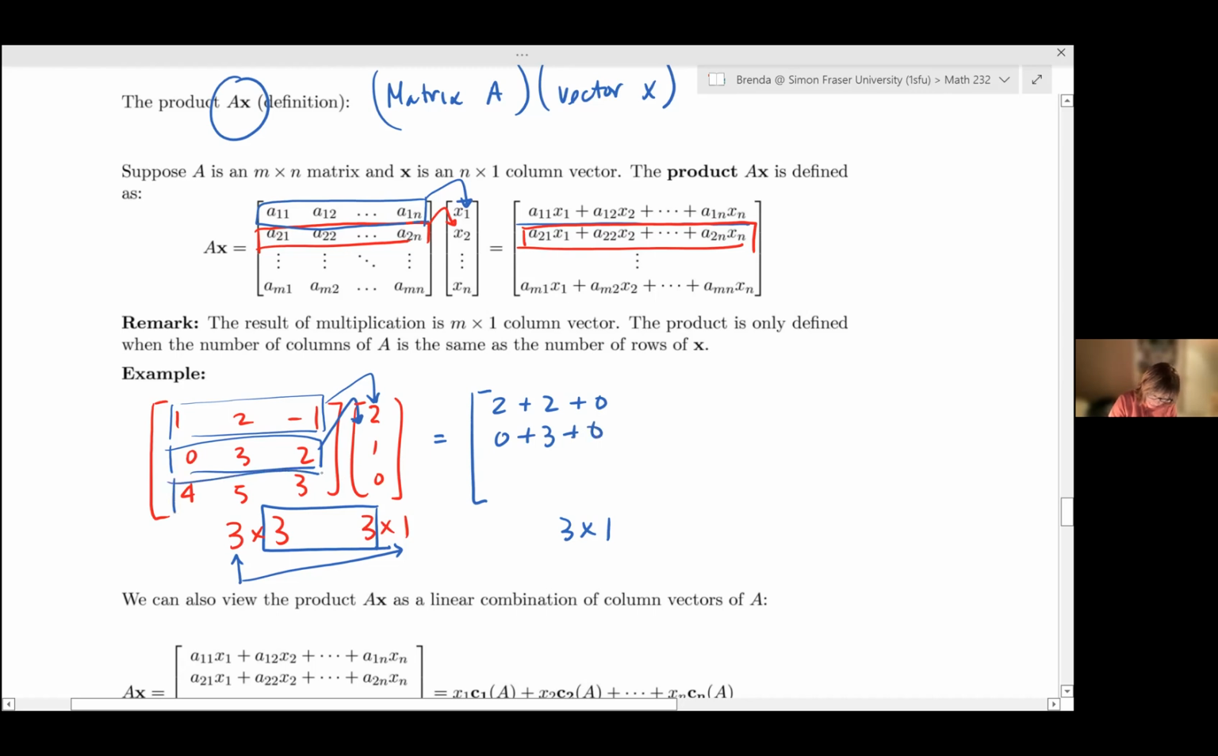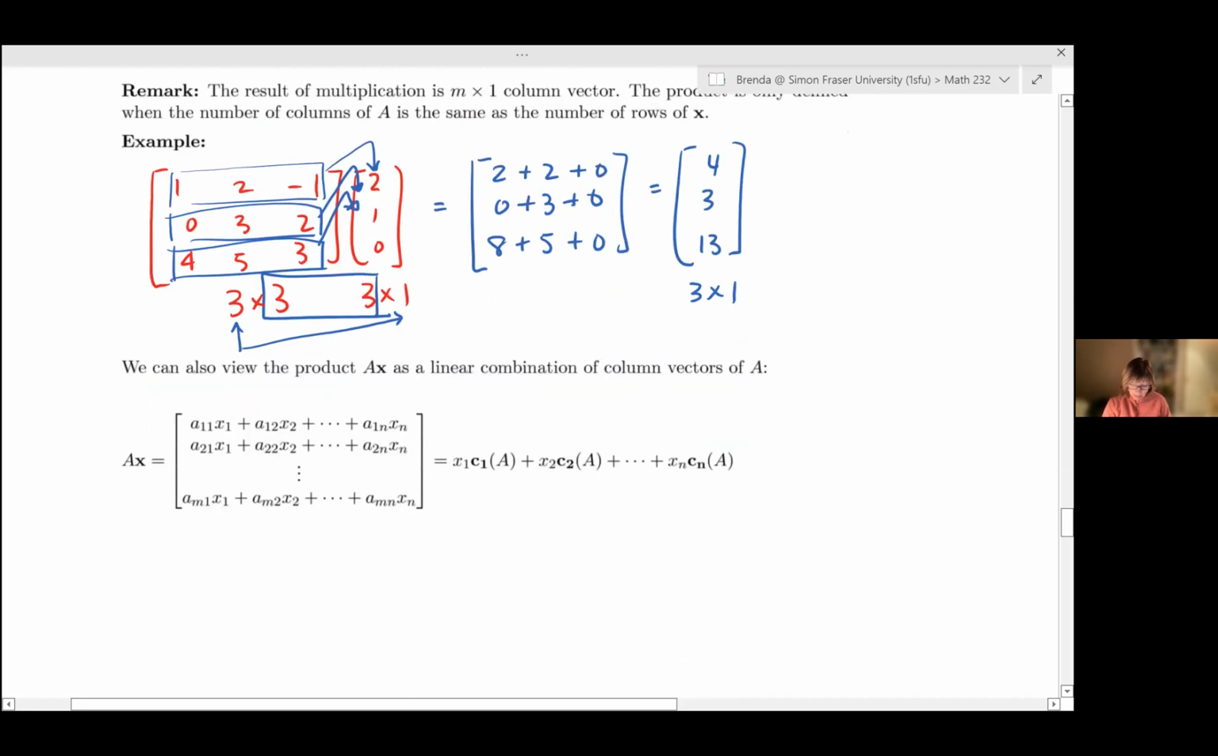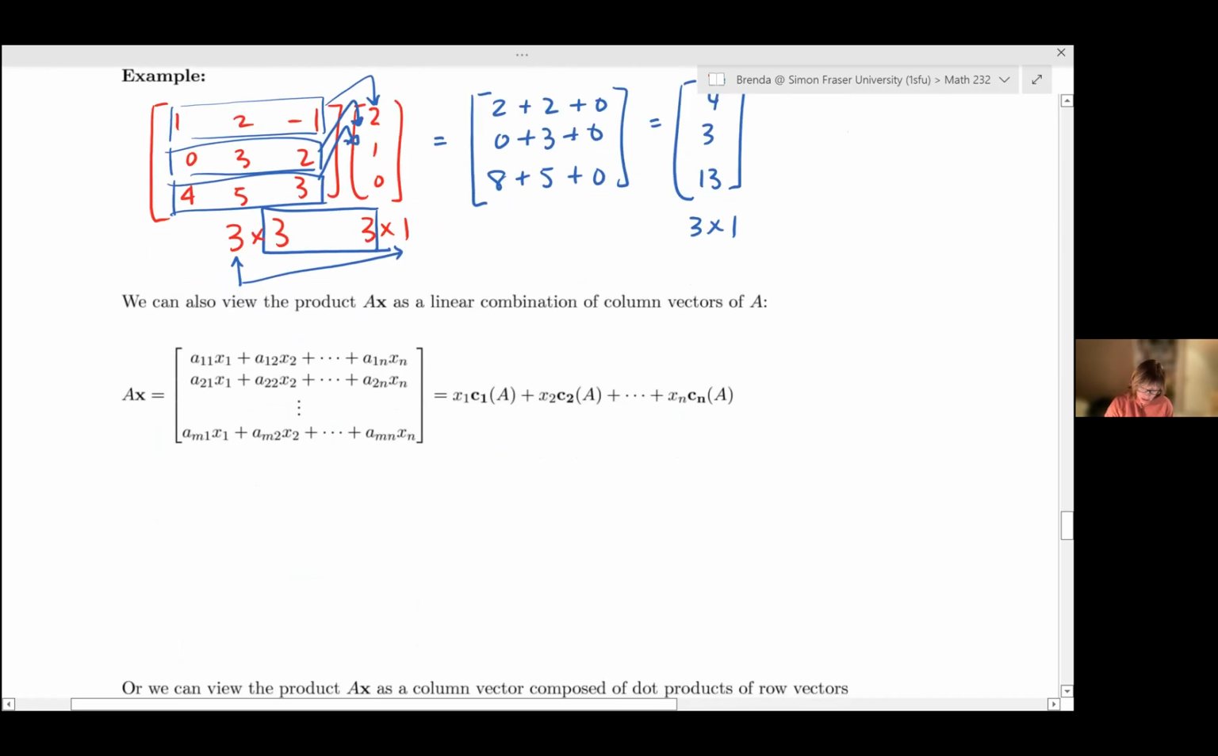And then we take the third row here and we form the dot product with this guy here and we get 8 plus 5 plus 0. We perform that arithmetic and we get 4, 3, and 13. And you will notice that this, we move this over right underneath, is a 3 by 1, 3 rows, 1 column. Okay, as I said before, we can also be seeing this as a linear combination.